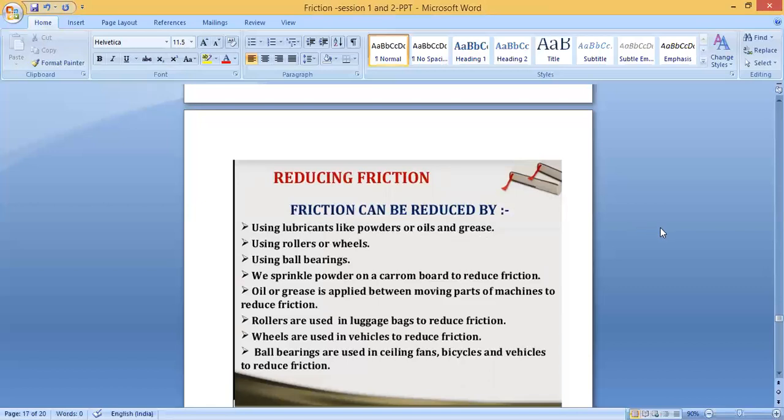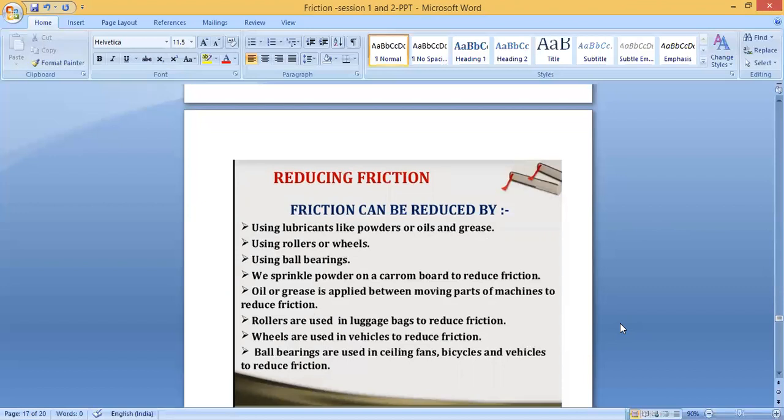We have to use lubricants. Lubricants are substances like oil, grease, or powder. They reduce the friction. Many examples are given, we'll see them one by one. So first one is using rollers or wheels. Okay, you can see that it's given here. Rollers are used in luggage bags to reduce friction.